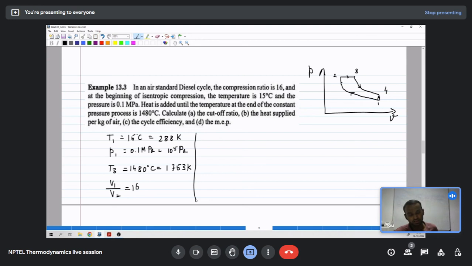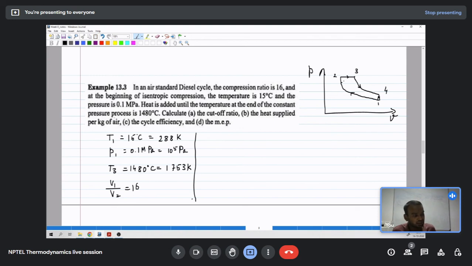We have to calculate the cutoff ratio and the heat supply. So we can start calculating the parameters at each state, so the properties at each state.